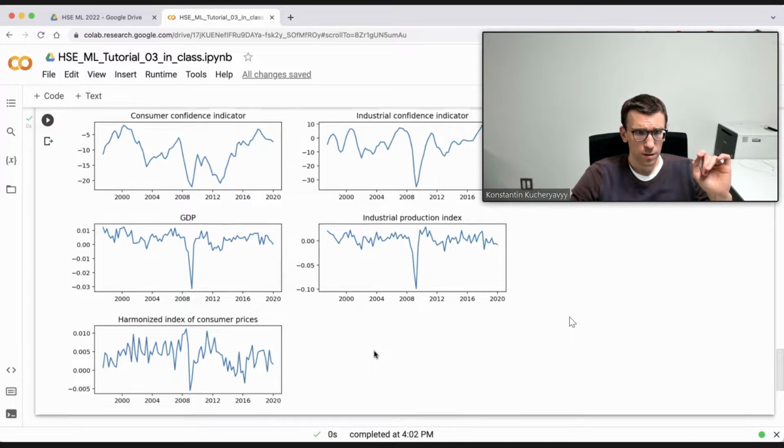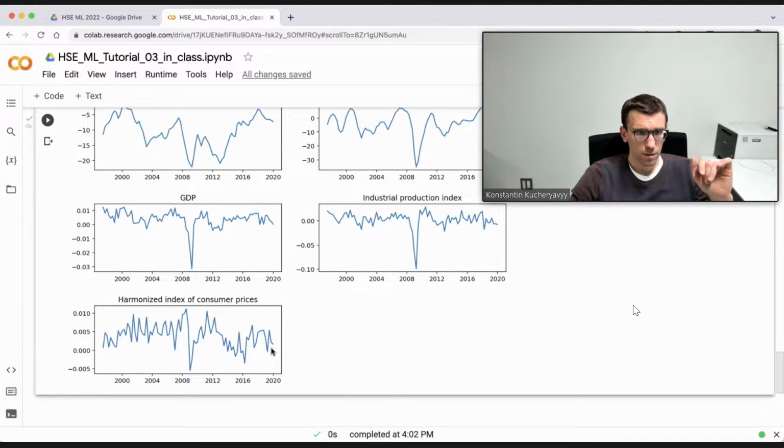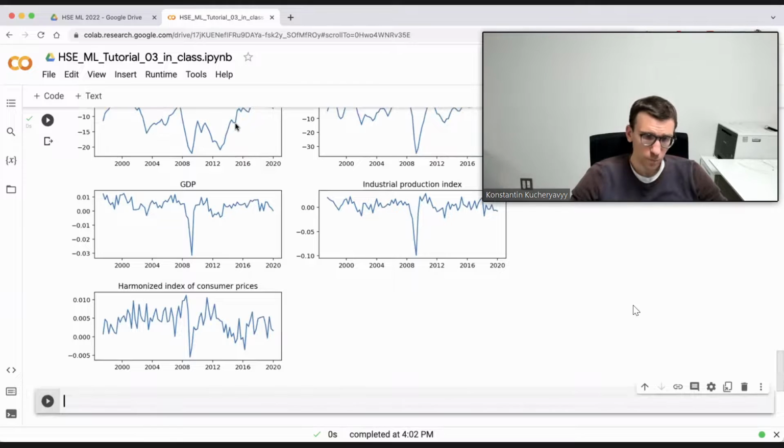And then we see that the consumer prices kind of follow also when there was the crisis. The prices fell, then they rebound, so kind of makes sense. Okay, so that's enough about the data. And the next thing we want to talk about is start thinking about how to find good models for our data.